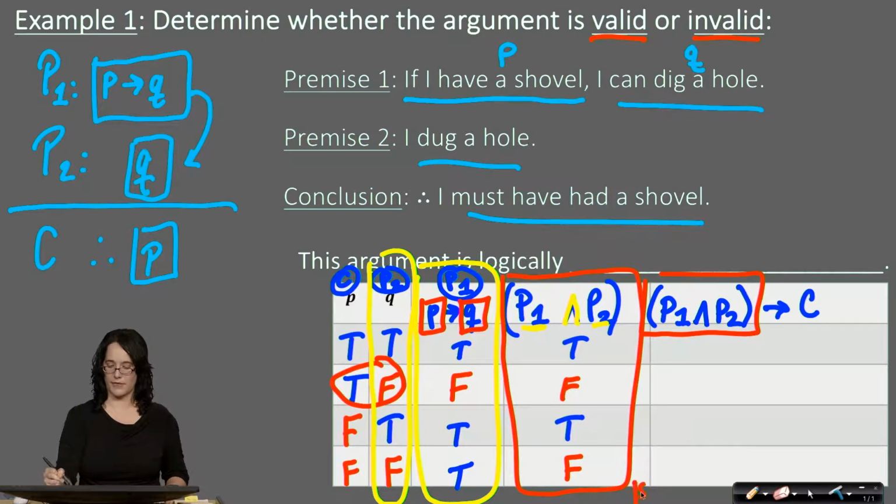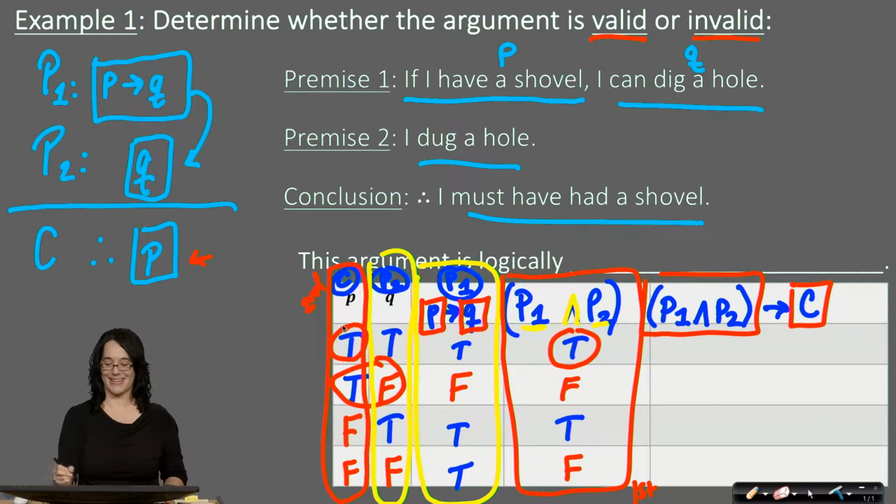So this is like our first one. And our second one is our conclusion, which was just the P column, according to what we had right here, right? All right, so this is our second. So again, an if-then statement is only going to be false if the first is true and the second is false. So here the first is true and the second is true.